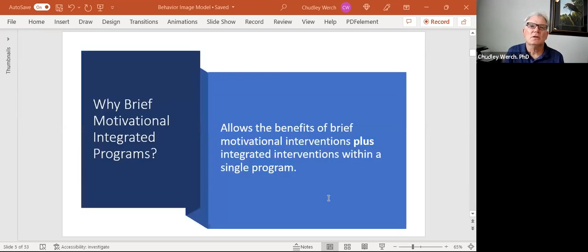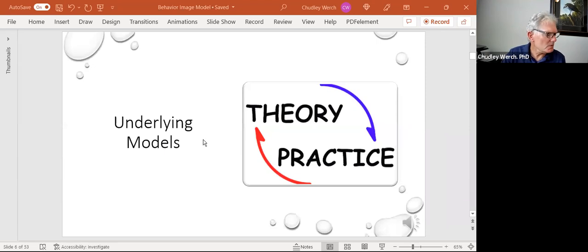Okay, so those are some of the reasons why it's important to address. And why should we have brief motivational integrated programs? Putting these two together, well, it allows the benefits of both, the benefits of brief motivational interventions plus the benefits of integrated interventions within a single program. And that's what prevention plus wellness programs are. They're brief motivational integrated programs. We're going to look at the theory right now, as a matter of fact.